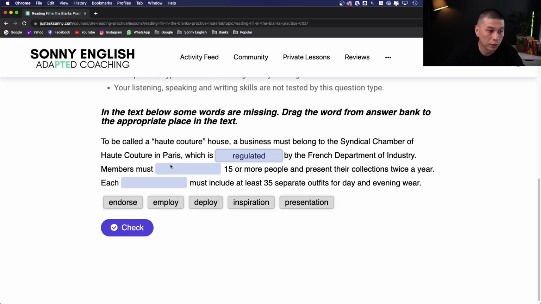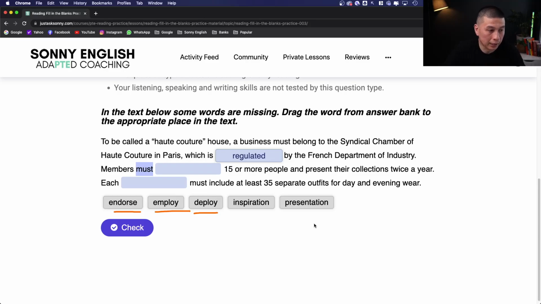Now, let's look at the next one. Ooh, we got the must. Okay, 15 is right here, but we got the must. You know what that is called? It's called a modal verb. A modal verb, right? What comes after the modal verb? A base verb, which is a verb with no S, no ED, or no ING. Look at your options. How many of those do we have? We have endorse, employ, deploy. These 2 cannot be. So we got 3 options, right?